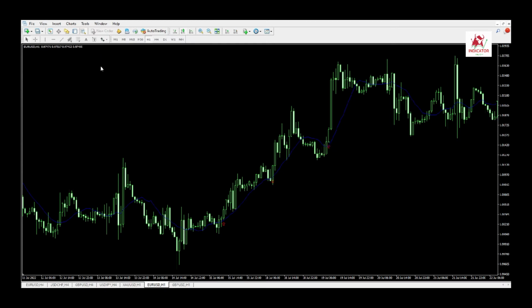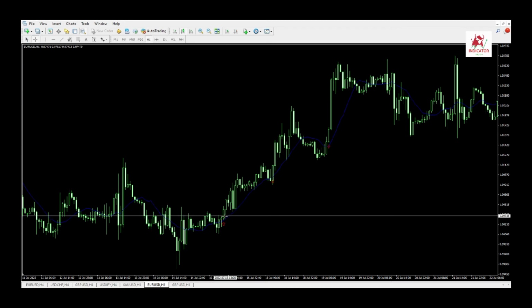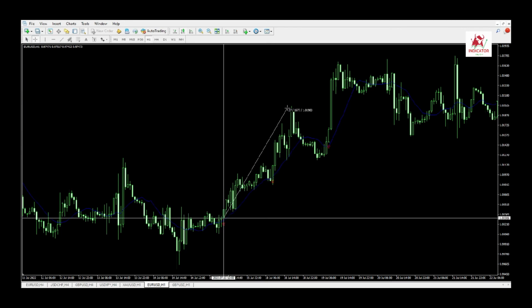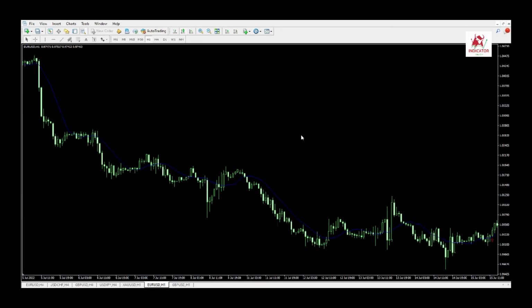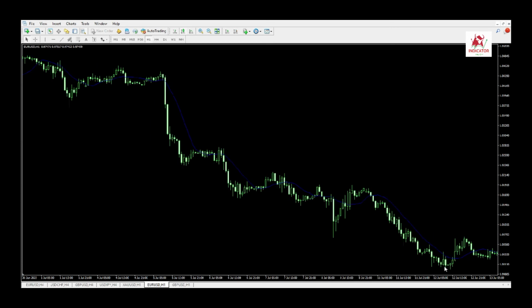Highly configurable moving average indicator. Features highly customizable alert functions: at levels, crosses, direction changes via email, push, sound, pop-up; multi-time frame ability; color customization; linear interpolation option; works on strategy tester in multi-time frame mode, at weekend without ticks also. The moving average trend MTF indicator gives you the bird's eye view of the trend direction across multiple time frames on your chart to help save you plenty of time.